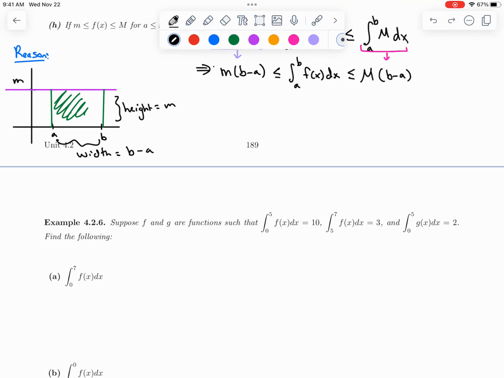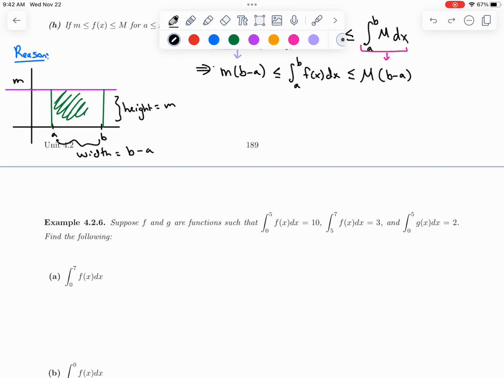So, suppose f and g are functions such that the definite integral from 0 to 5 of f of x dx is 10. The definite integral from 5 to 7 is 3, and the definite integral from 0 to 5 of g is 2. Find the following. The integral from 0 to 7. Okay. How do I solve this?